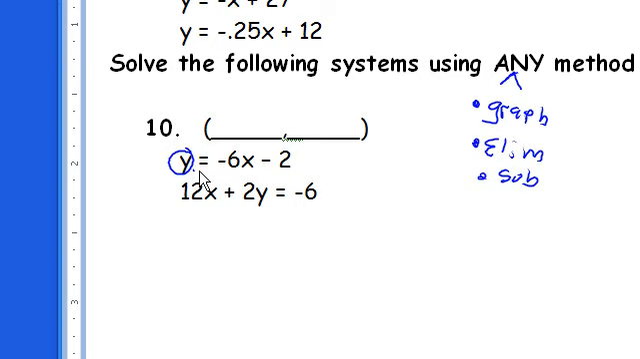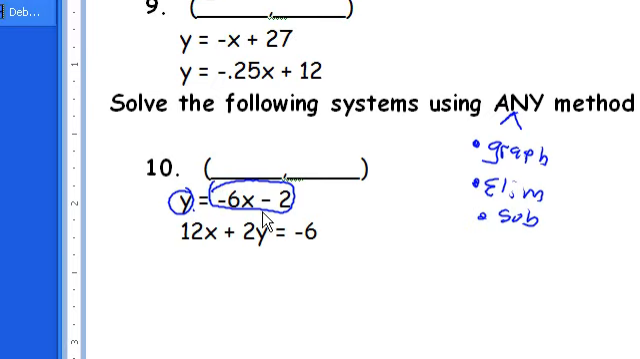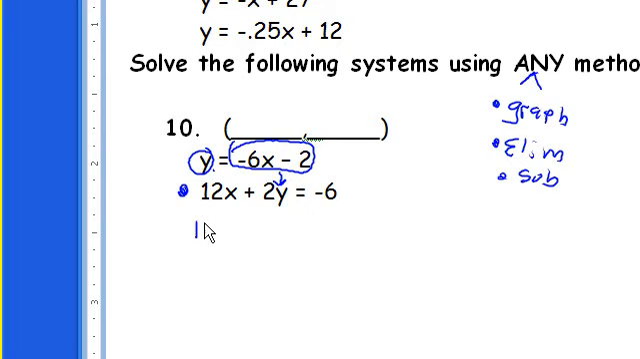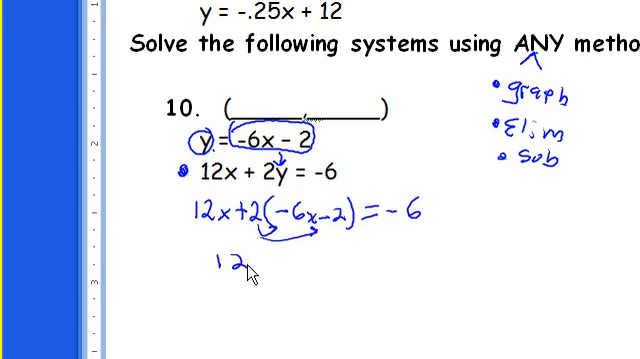We can easily take this expression, y equals negative 6x minus 2, and dump it into this y right there. So let's start rewriting the second equation. 12x plus 2y, but guess what? y equals negative 6x minus 2, and notice that I'm writing it in parentheses, equals negative 6.